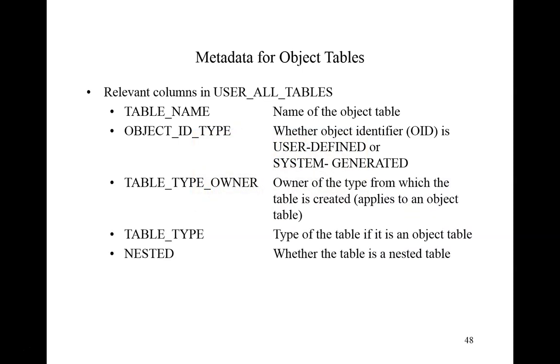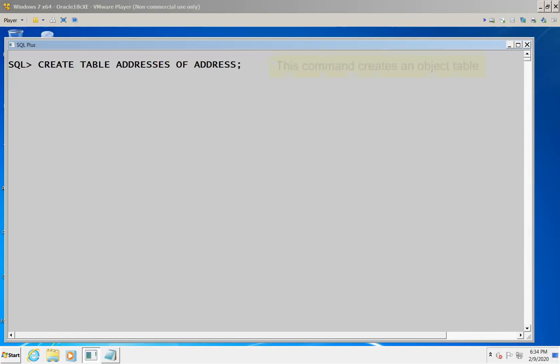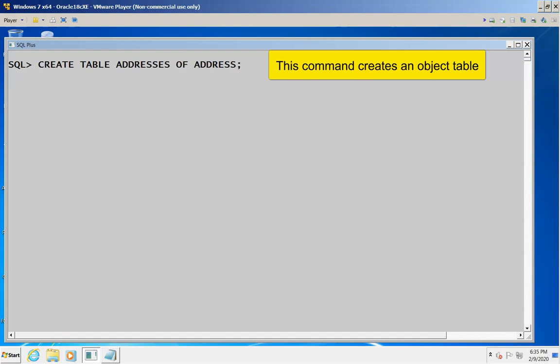Some of the relevant columns for user all tables would be the table name, the object ID type, the table type owner, if it's an object table, the table type, again, if it's an object table, and whether the table is nested. A query against user object tables is presented here. We'll go into the database and try a few queries and kind of explore some of the metadata. First, we'll create the object table, a table of address.